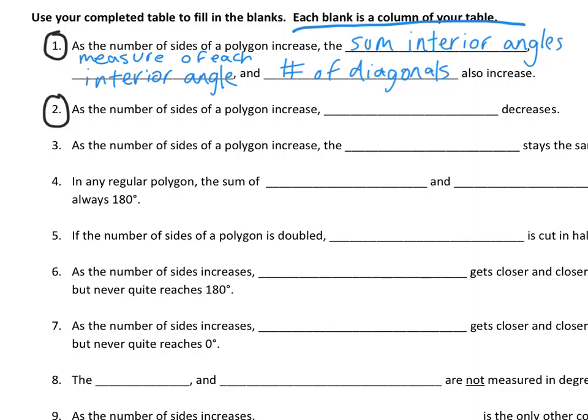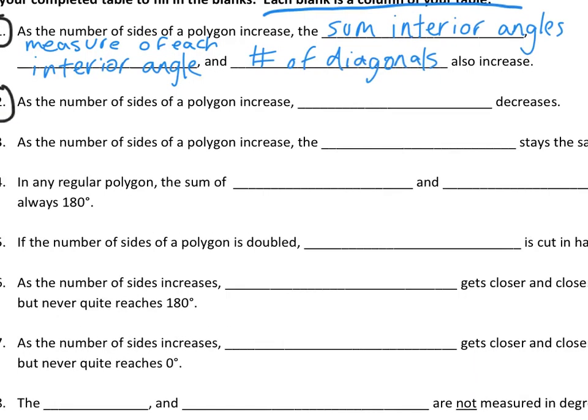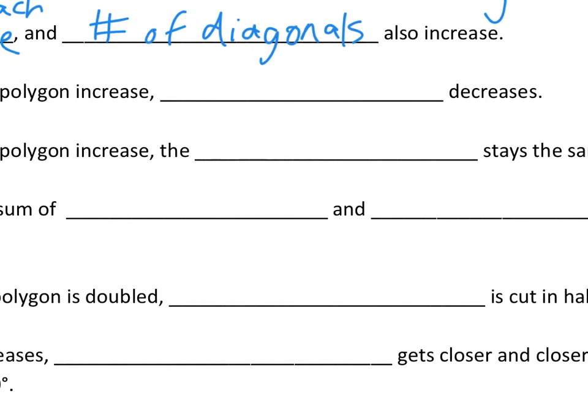Now, as the number of sides of a polygon increase, one thing decreases. And what decreases is the measure of each exterior angle.